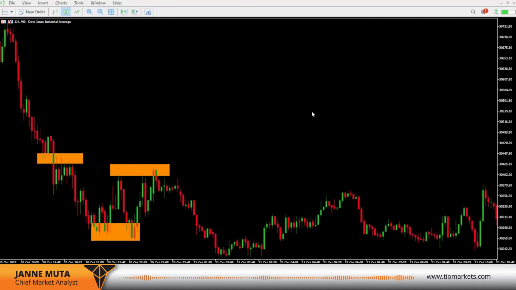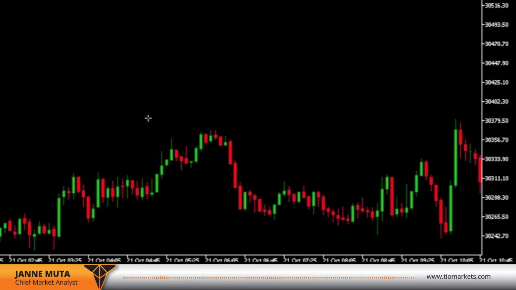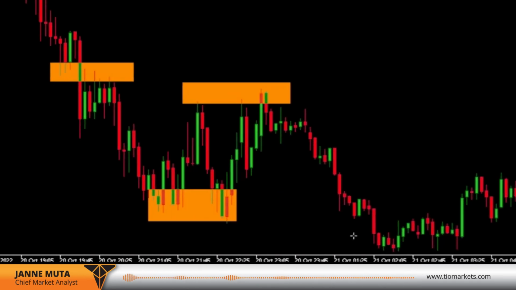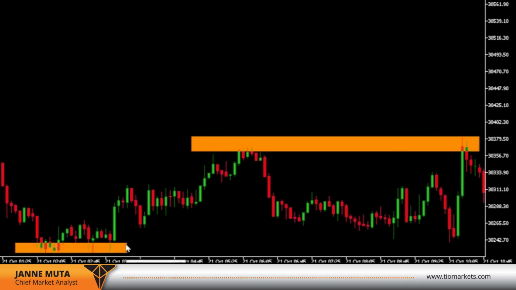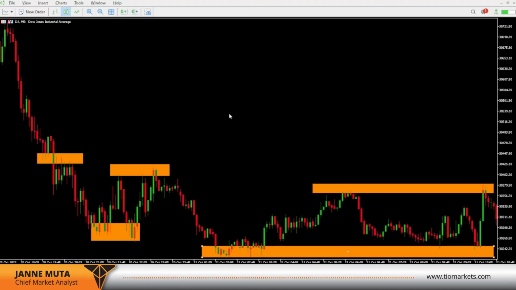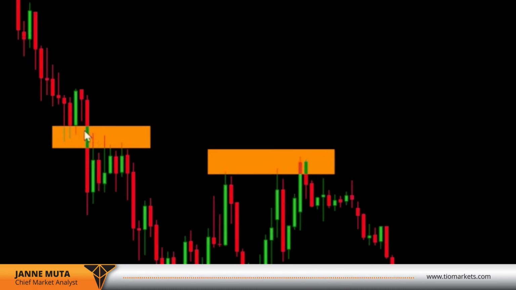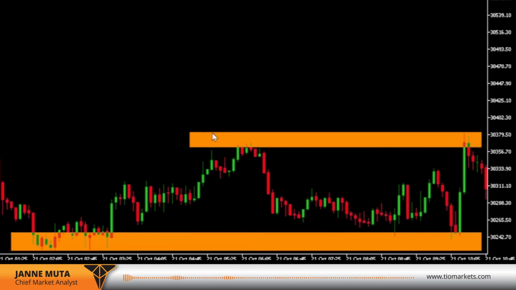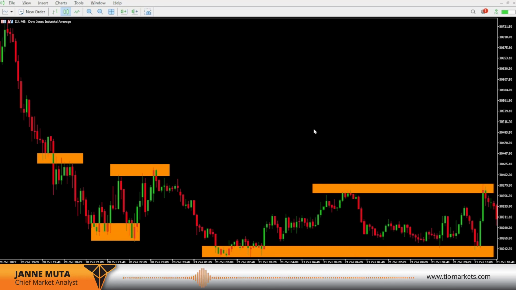Okay. Now you can see that the market creates these ranges every now and then. We have another one here, and that's the upper end of the range, and the lower end of the range is here. Okay, so now we have an example of a downtrend market structure and two examples of sideways moves or ranging price action and market structure there. Let's see how this works in uptrends.